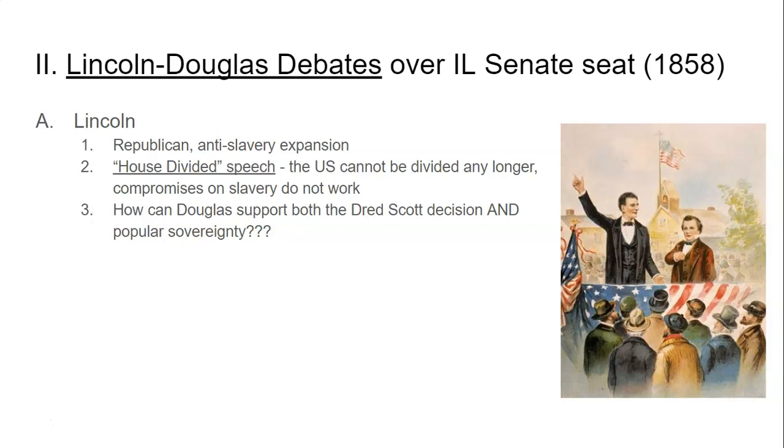But he gives this really famous speech called the House Divided speech, where basically he says, listen, the US cannot be like a house divided. It will fall in on itself. We have to be either all free or all slave. And these compromises on slavery that we've tried, like the Missouri Compromise, the Compromise of 1850, the Kansas Nebraska Act, which is technically a compromise as well.